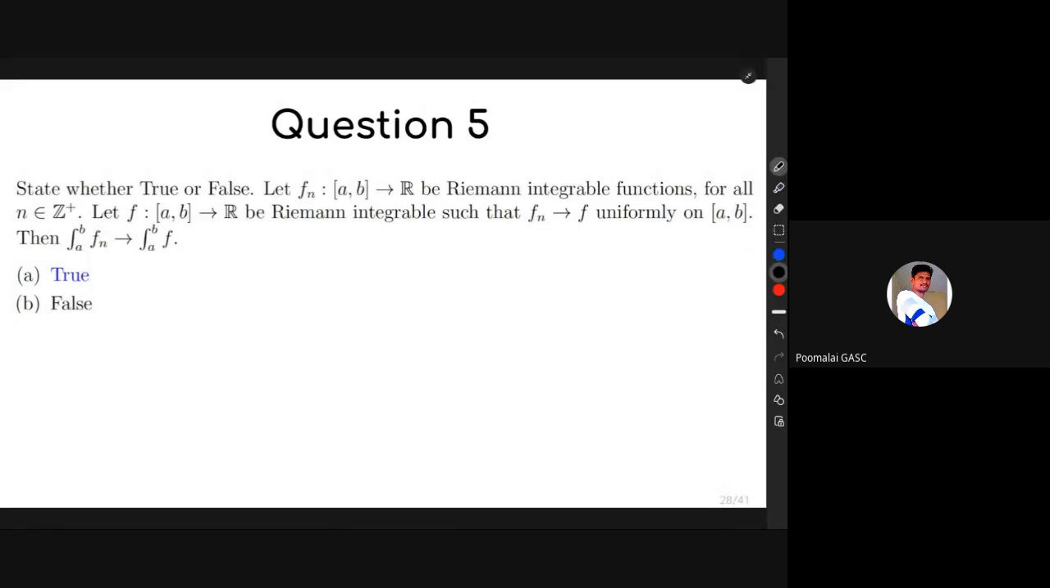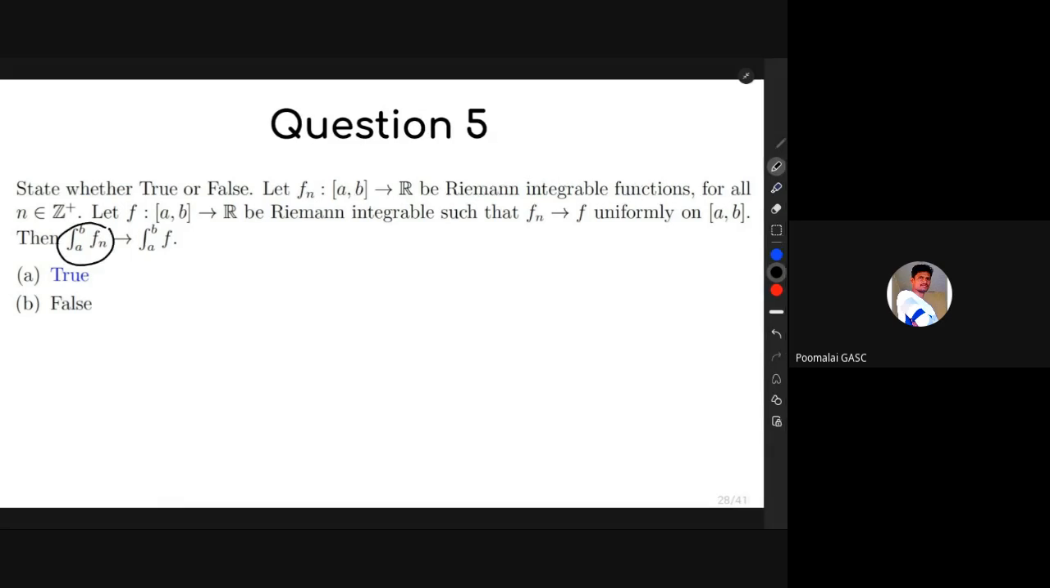Question number 5. So we have f_n be Riemann integrable functions for all n in the natural numbers, and let f be Riemann integrable such that f_n converges to f uniformly on [a, b]. Then you need to prove that the integral of f_n over [a, b] converges to the integral of f over [a, b].